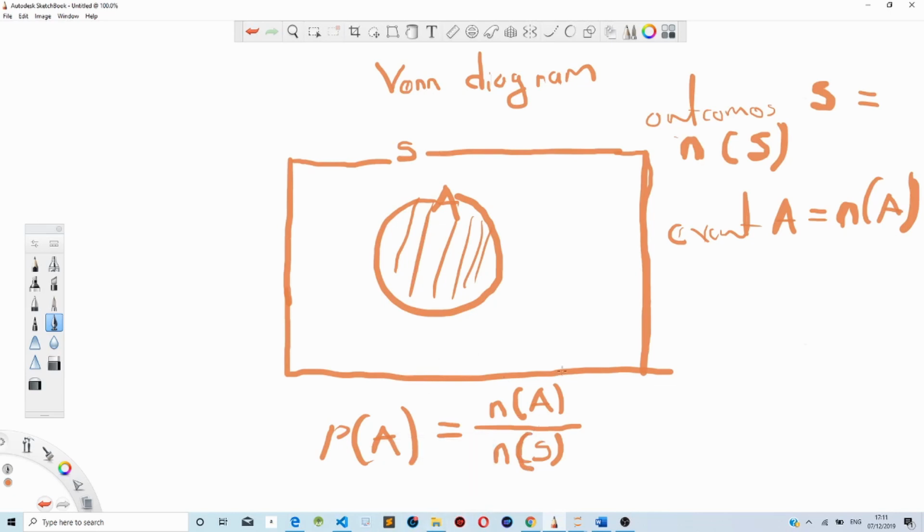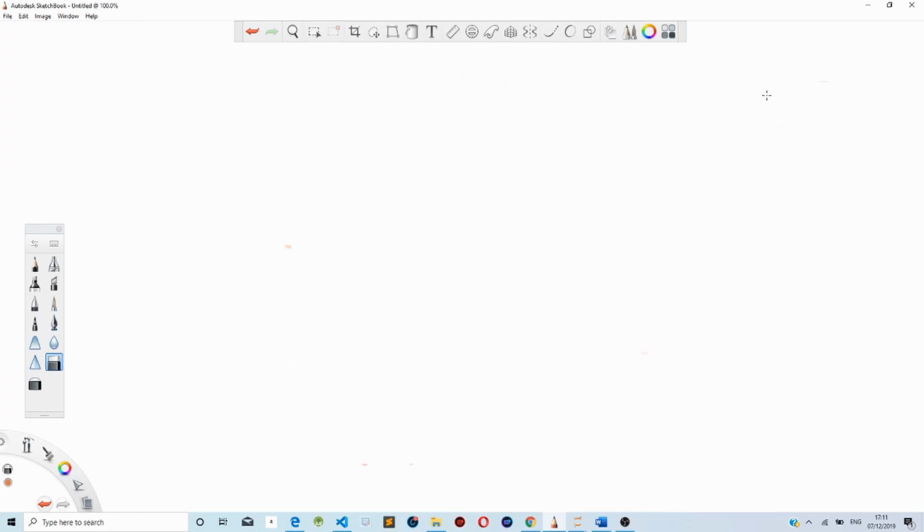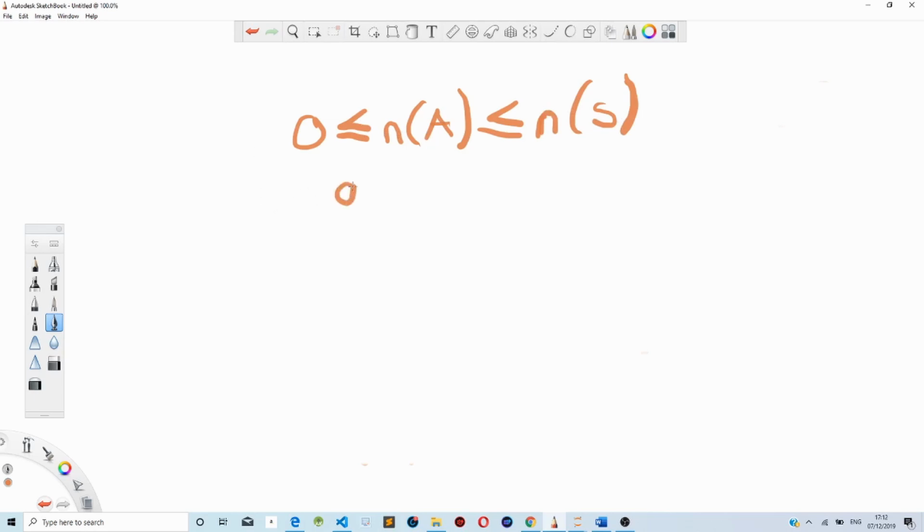So in this case, A is a subset of S. We know that A is a subset of S, and then we know that 0 is less than or equal to the number of elements in A. And we know that A cannot be bigger than the possibility space. That's impossible. It's either less than or equal to it. So in the case of a die, let's say the event of obtaining a 1, the number of elements in the event A will be 1. And then we know that 1 is greater than 0, but at the same time, it's less than the number of elements in the possibility space, which is 6. So it's something like this.